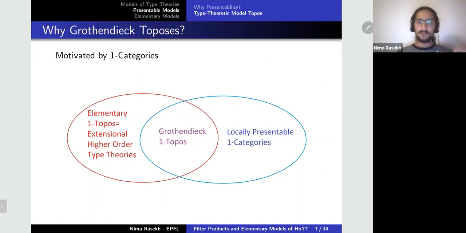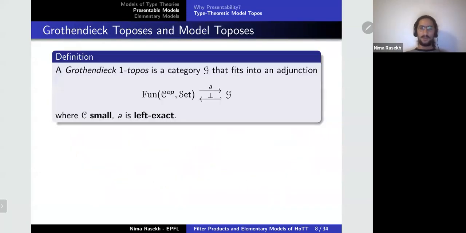But the nice thing is they can also be defined in a very geometric way. Unlike elementary toposes, which are more connected to type theories, Grothendieck toposes can be defined using some kind of sheaf notion, which is the next slide. So what is a Grothendieck topos? It's just a category G that fits into an adjunction like this. In other words, I want the right adjoint to be fully faithful, so it's the hook, and I want A to be left exact.